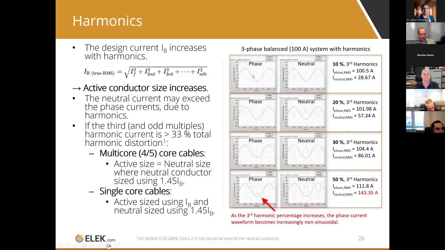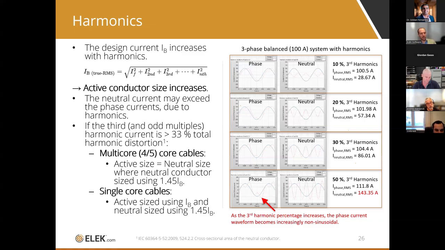You can see the red curve in the top left plot. You can see some distortion in the current plot. And then on the top right-hand plot, the red curve, you'll see small currents appearing in the neutral with 10% third harmonics. So we've got an RMS current of 28 amps in the neutral with 10% third harmonics. And the RMS current of the phase conductor at 10% harmonics is a little bit more than 100 amps.